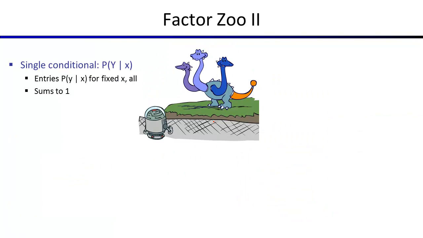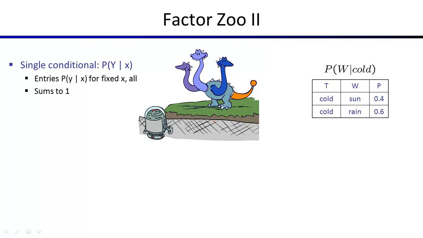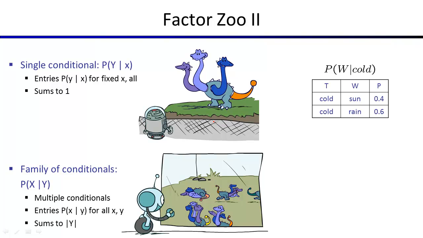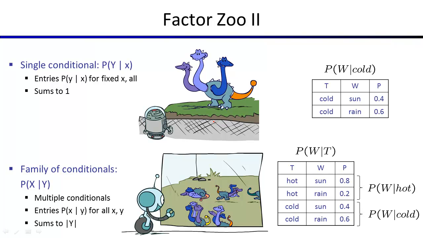All right, here's another set of factors. A single conditional could look like this: weather given cold. This does sum to 1. You could also have a family of conditionals. So we have multiple conditionals. In this case, we have weather given hot and weather given cold. Both of those are factors. Both of those are fine. We might have factors that look like this. We might have some that look like this. Really, the essence of a factor is just that it is a table where some of the variables can vary, the capitalized ones, and there's a number associated with each row in that table.